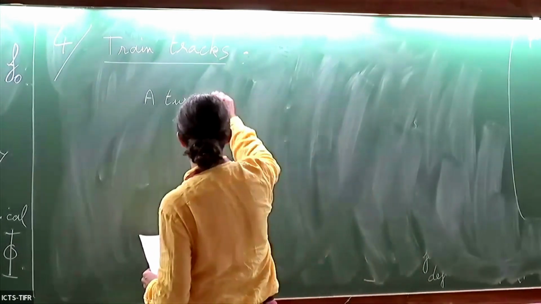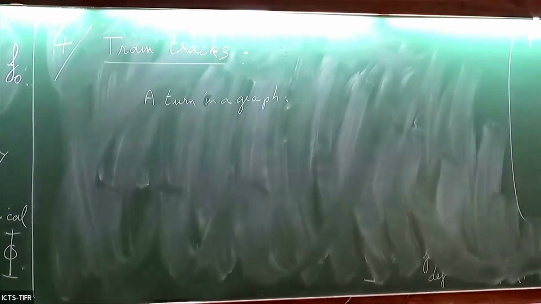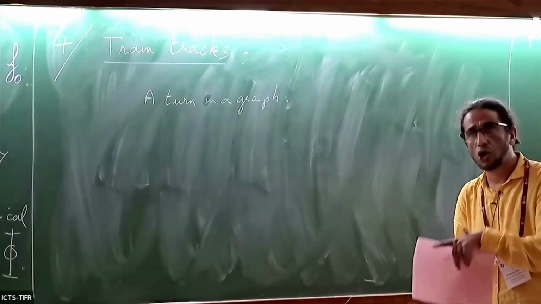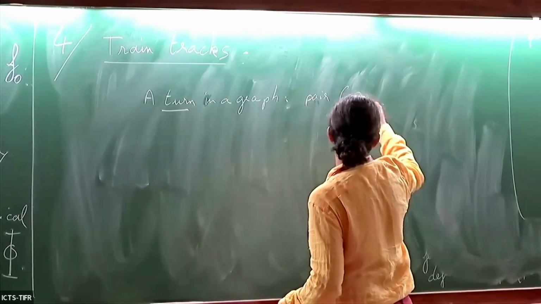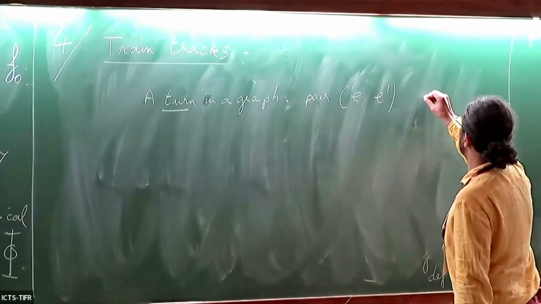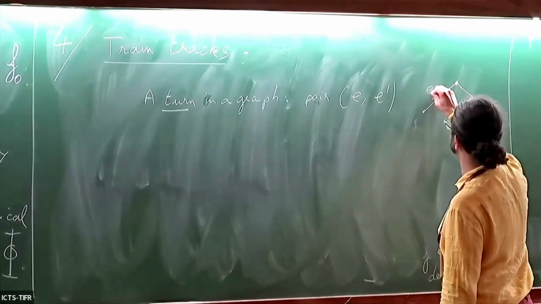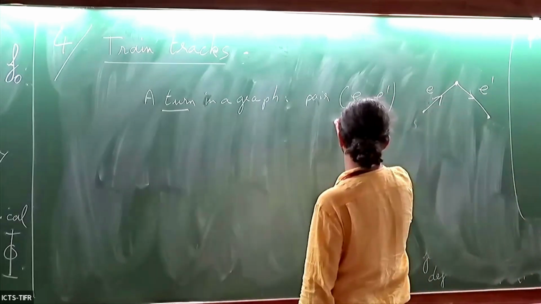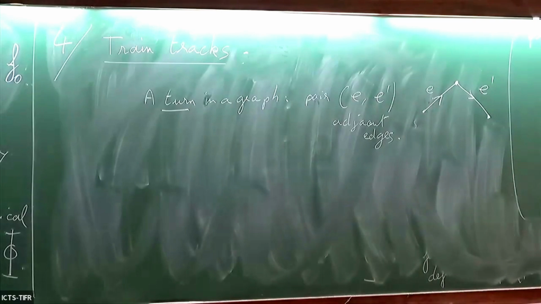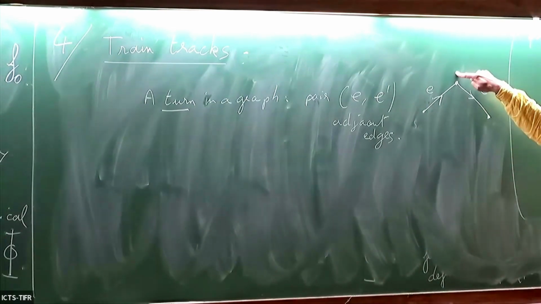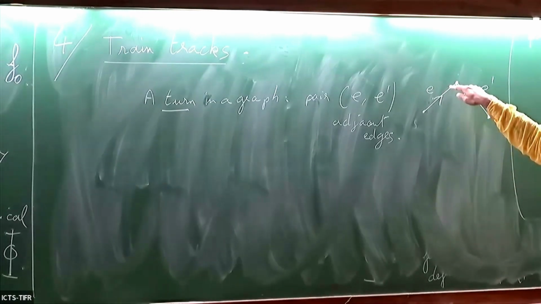A turn in a graph is simply a pair of adjacent oriented edges, E and E prime, where the final vertex of E is the initial vertex of E prime. That's why it's a turn, because I can travel E and then perhaps turn and travel E prime.